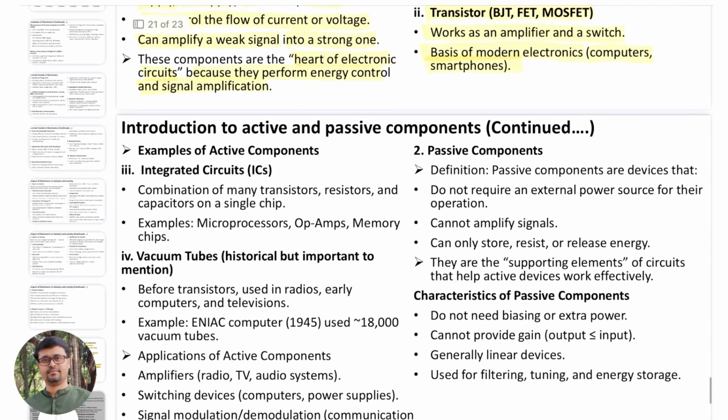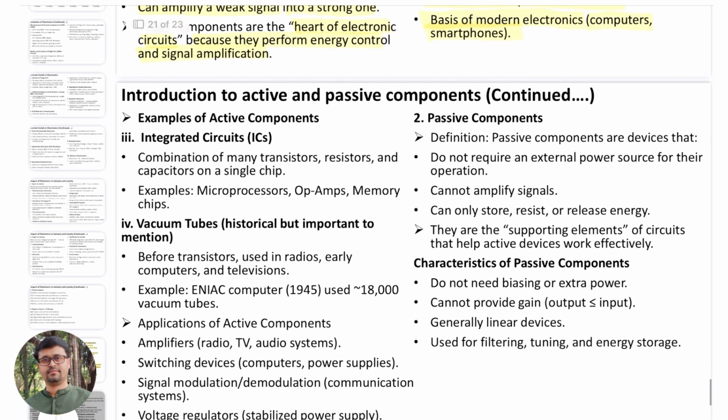Then the next example of the active component is the IC, or integrated circuit. We saw that it is a combination of transistors, resistors, and different capacitors on a single chip. Here also a transistor is introduced, so we can say it is an active component. Examples are microprocessor, op-amp, and memory chip. These are the examples of ICs.